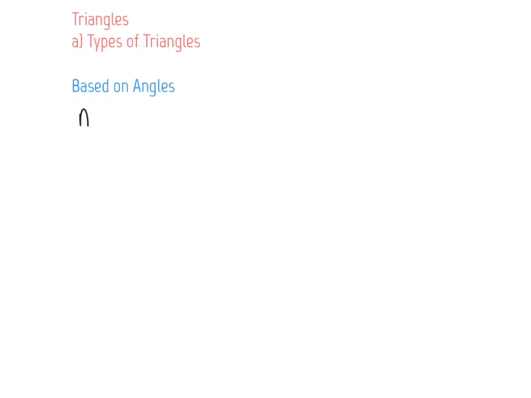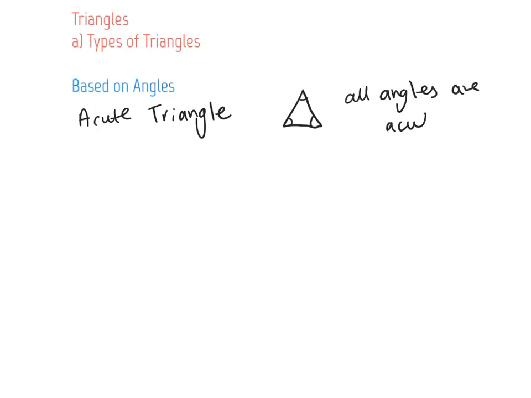The first is an acute triangle. Now, an acute triangle is where all the angles are acute. So all angles are acute, meaning they are less than 90 degrees.